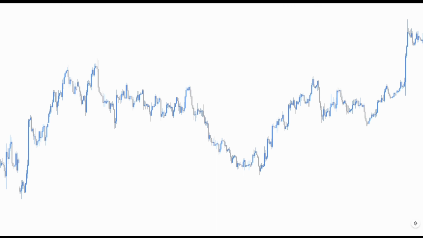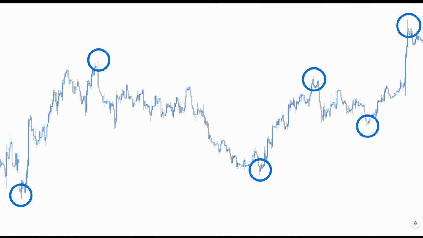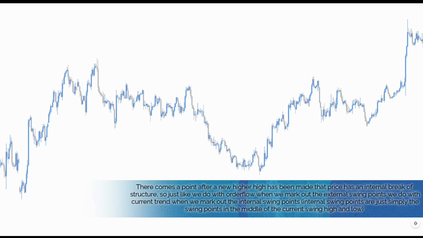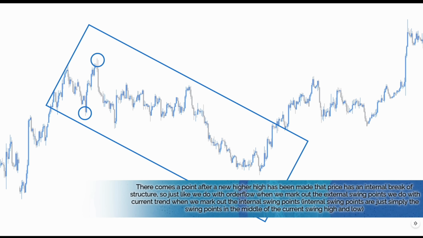So let's take order flow as bullish. So the external swing points are making higher highs and higher lows, as you can see here. There comes a point after a new higher high has been made that price has an internal break of structure. So just like we do with order flow, when we mark out the external swing points, we do with the current trend when we mark out the internal swing points. Internal swing points are just simply the swing points in the middle of the current swing high and low.